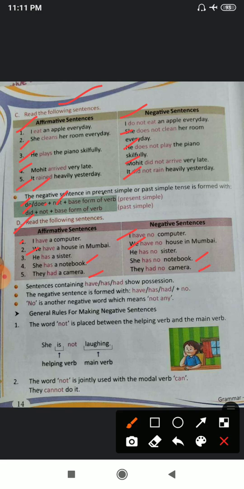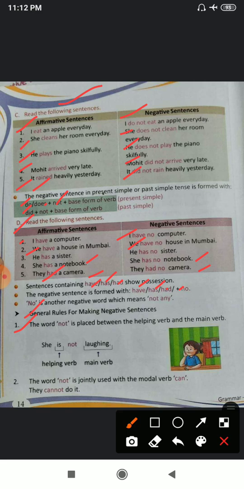They had no camera. So in these sentences, you have noticed that sentences containing have, has, had show possession. Now the negative sentence is formed with have, has, had plus no. So no is another negative word which means not any. Right, students? Now general rules for making negative sentences.